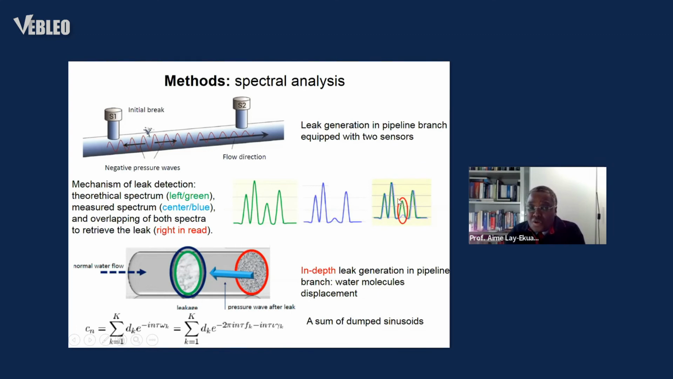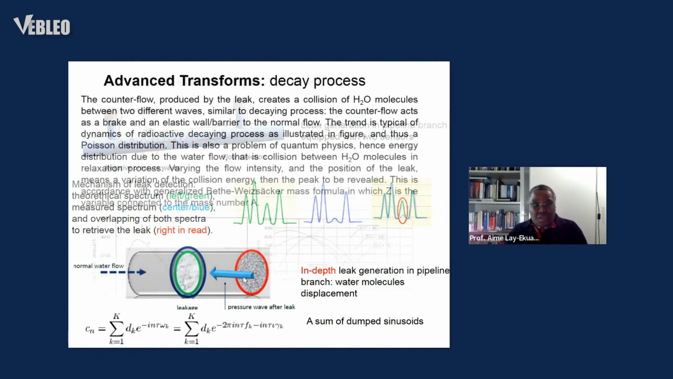So if you look here, there is a difference. This difference is the indication of a leak, a sudden variation of the pressure. So this is the mechanism of the pressure detection. We have here the normal flow. This is the leakage. This is the negative pressure, and we have a vibration of water molecules displacement within the pipe.